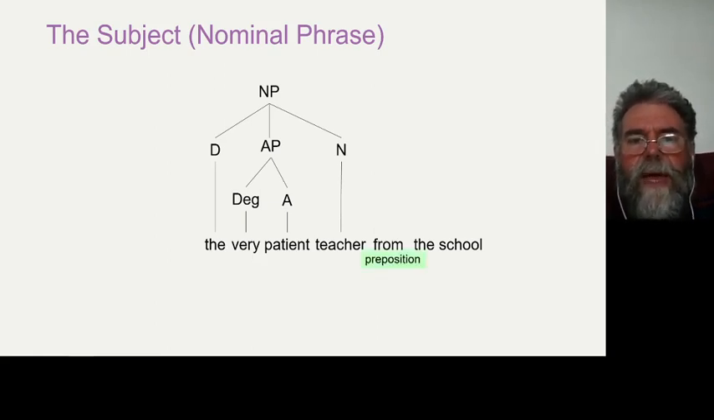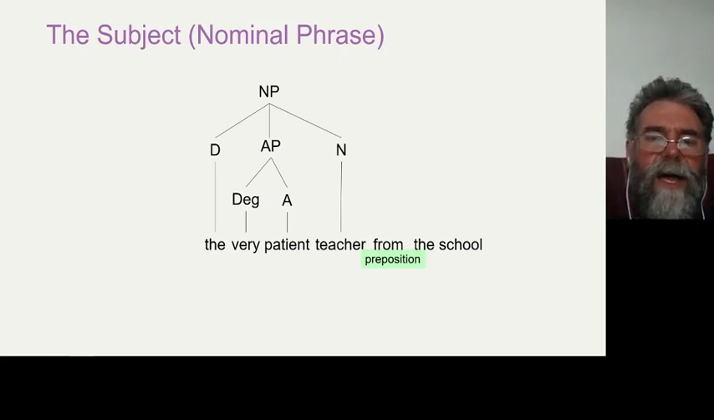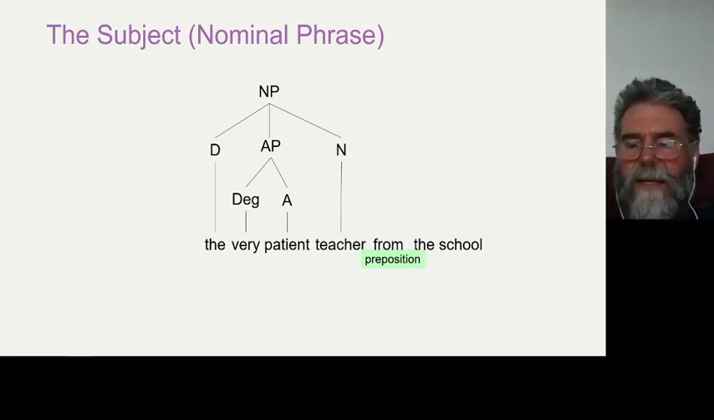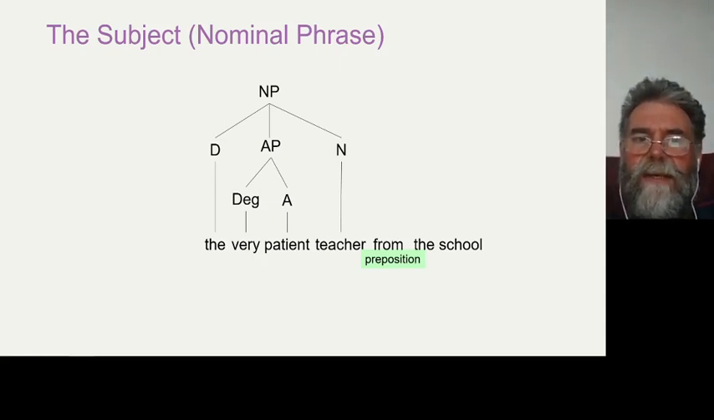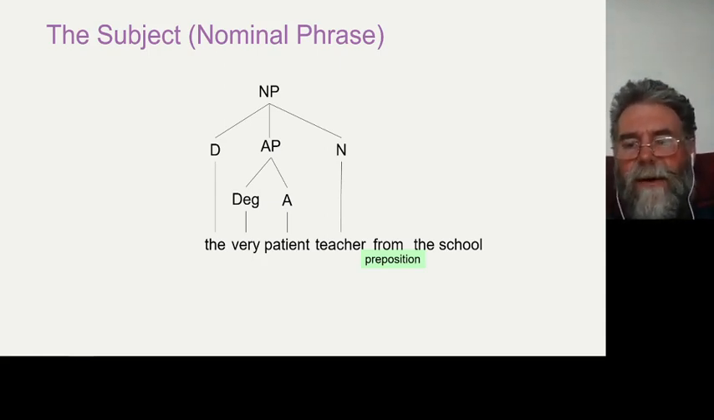This phrase is made up of a word like from. This is of the category preposition. Prepositions are words like on, under, through, by, from, for, etc. These kinds of words tend to come in front of something like the school. Now, the school is something made up of a determiner, the, followed by a noun. And we've already seen that a determiner followed by a noun make up a noun phrase, or an NP.